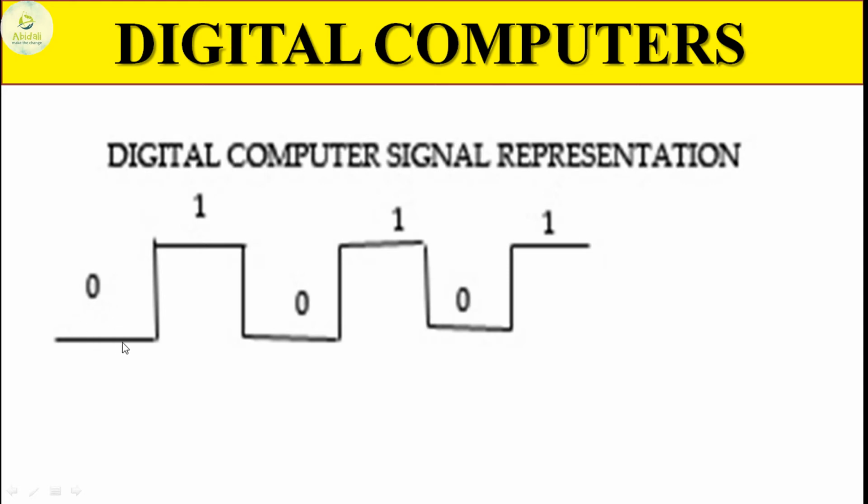The pit is called as the 0, the up is called as the 1. The pit is called 0, up 1, like that. So they are in the form of zeros and ones when the signals are getting transmitted from one end of the computer to the other end of the computer.